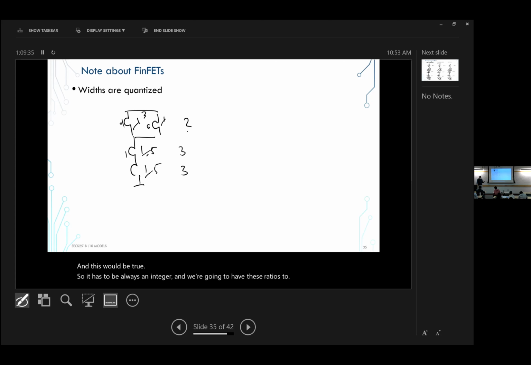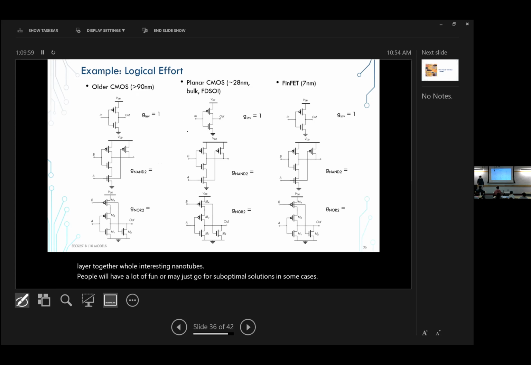This gets very intense and very interesting with these next generation FinFETs that we are seeing, or fork sheets and stuff like that, and you need to somehow layer together all these interesting nanotubes. People will have a lot of fun, or may just go for suboptimal solutions in some cases. Models are your friends, and you should embrace them for hand analysis, but also for your spreadsheet analysis.